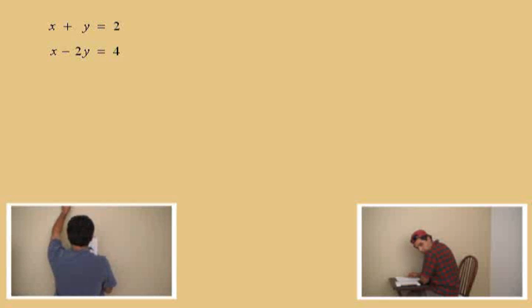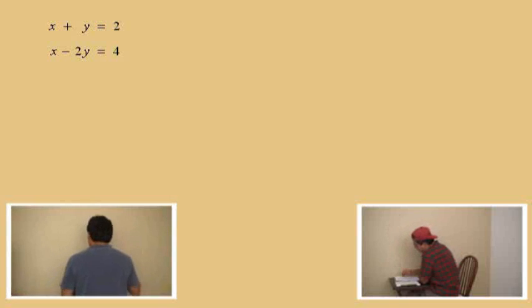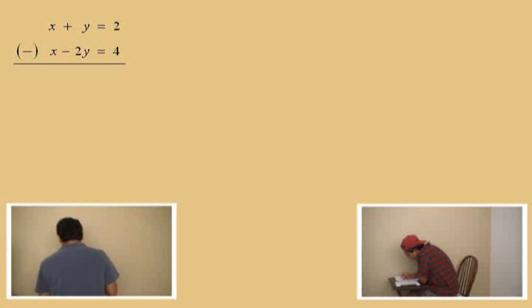Notice our top equation has 1x and our bottom equation has 1x. And so, Charlie, to eliminate those x's, are we going to add the equations together or subtract them? Subtract them. Very nice. Okay, there we go. So what happened to those x's? They cancel. Very nice.